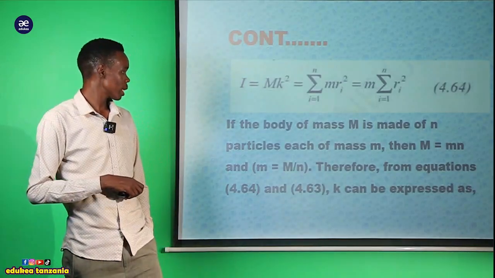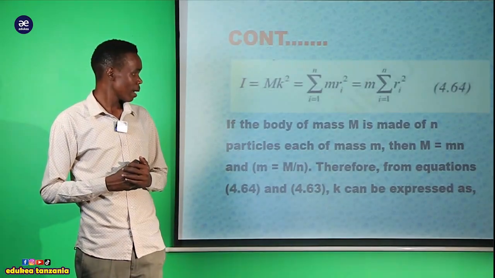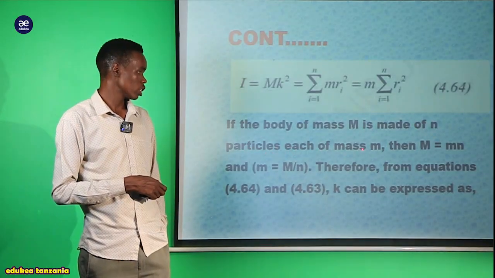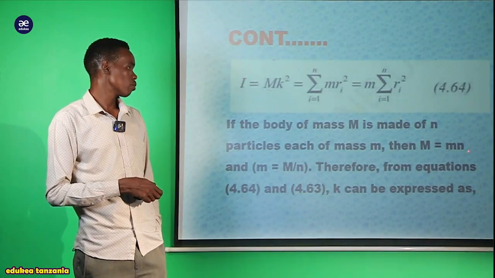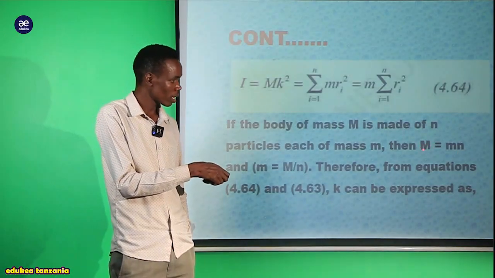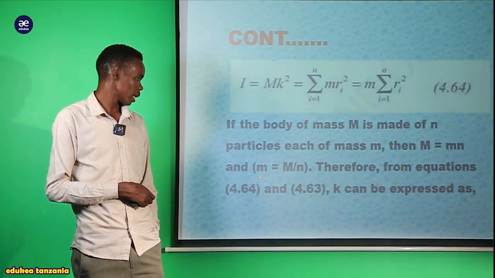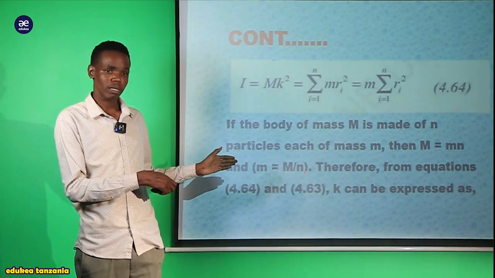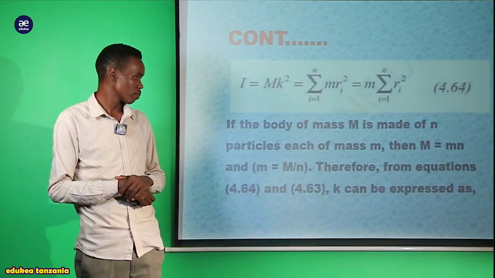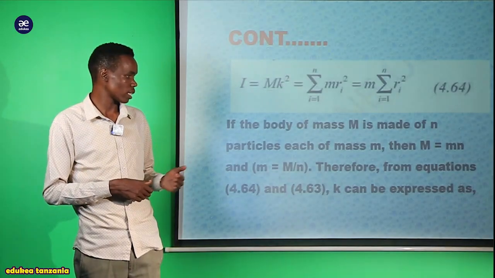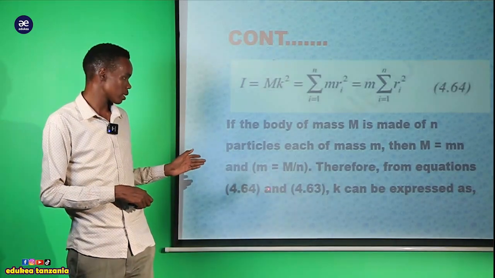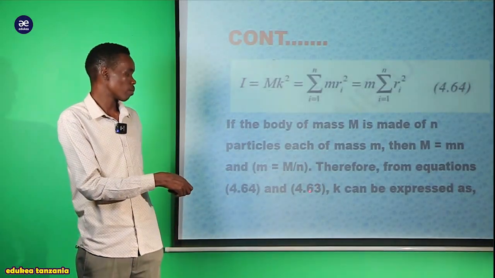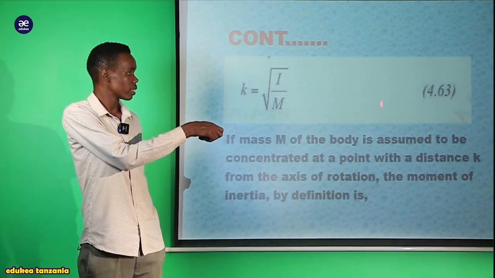So after this one, my dear student, if the body of mass M is made of n particles each of mass m, then the capital M must be equal to mn, and we could say that therefore the small m must be equal to capital M divided by n. Therefore we should say that from our equation number 64, as we try to see from this equation, and also from equation number 63 here.